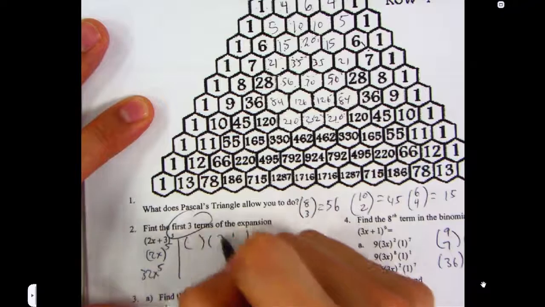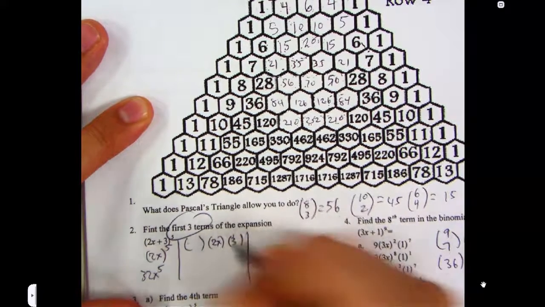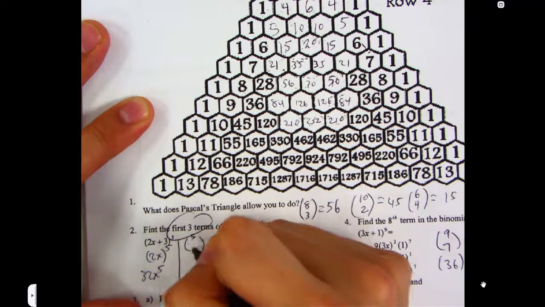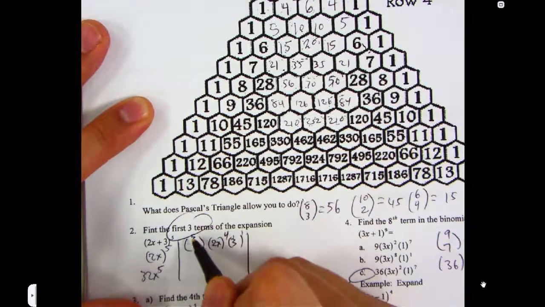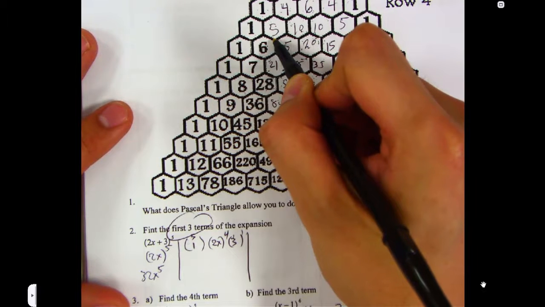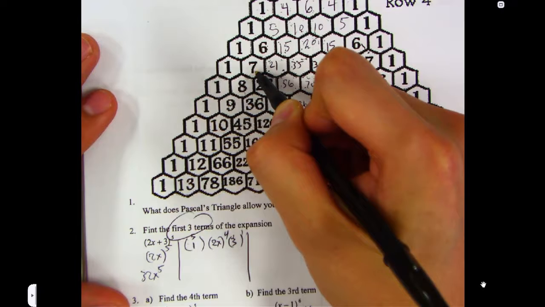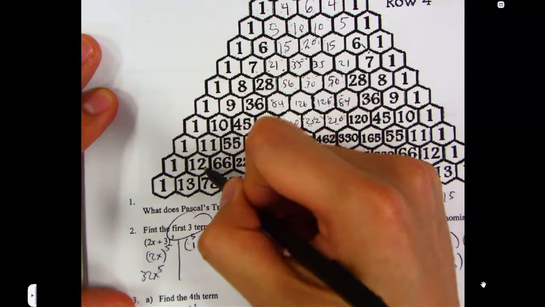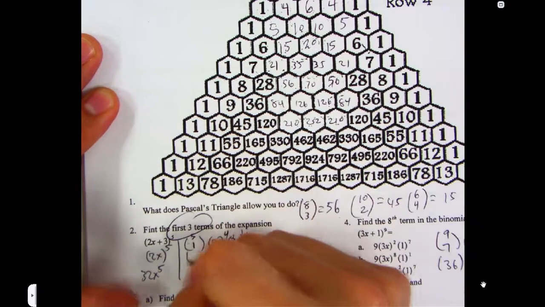Second term, draw 3 parentheses. So 2x, 3, 5. To find the second term, 0, 1. So this is 1, 1, 4. Okay, so go to the 5th row, the first one. 5th row, first one is 5. What do you think the 7th row first one is? 7. What do you think the 10th row first one is? 10. What do you think the 12th row first one is? 12.